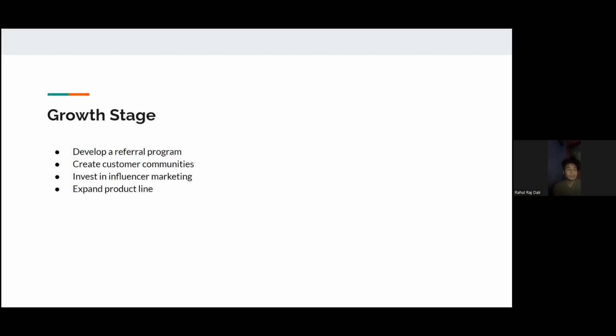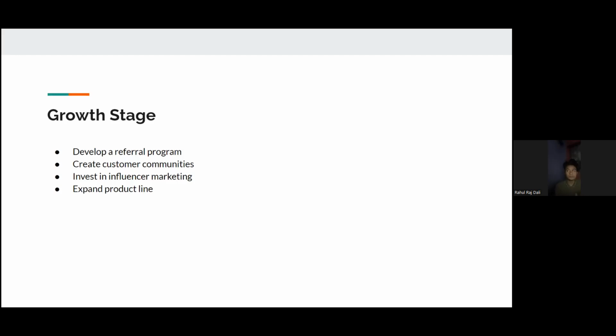So the next point, the thing that they can do in the growth stage is to focus on creating customer communities. Worldlink can create both online or offline communities where customers can connect with each other and share their experiences with the product. This can help build brand loyalty and encourage repeat purchases as customers feel a sense of belongingness and connection with the brand.